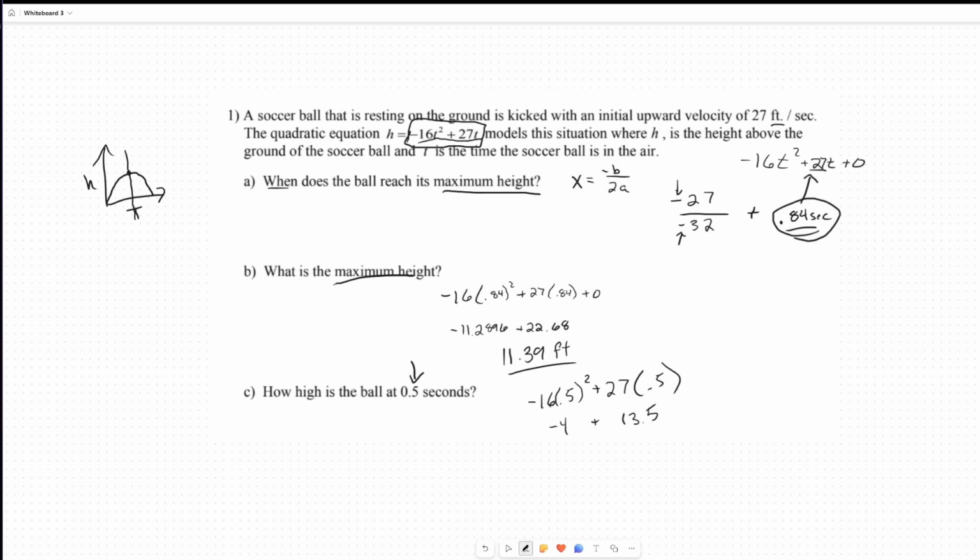When you take 0.25, which is what 0.5 squared is, multiply it by negative 16, you get negative 4. Then we multiply 27 times 0.5 to get 13.5. We add those two together, and you get 9.5. So it's 9.5 feet. Now it makes sense that this is smaller than our vertex because that's the maximum height. If I got a number that was bigger than that, then an alarm bell should go off. I did something wrong. Let's go ahead and look at the next problem.